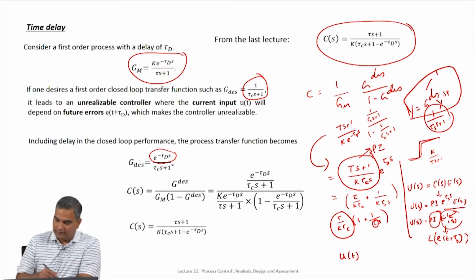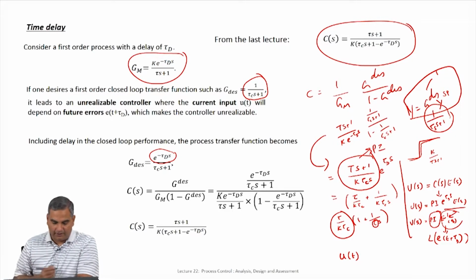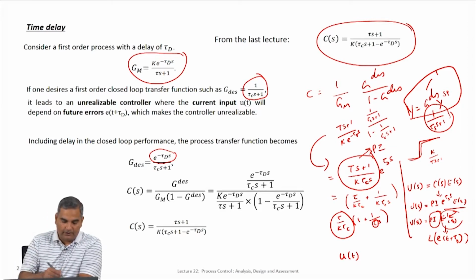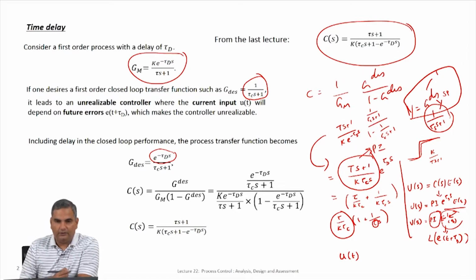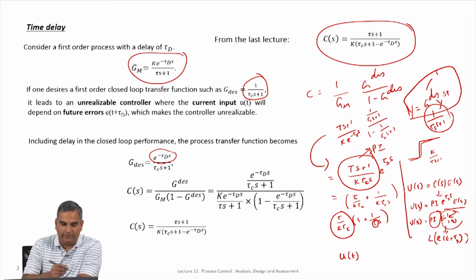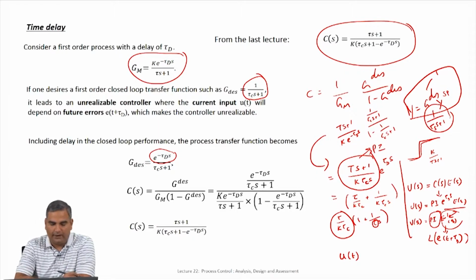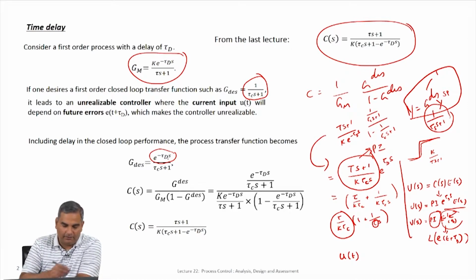That is the reason why, if you want to get rid of this e power minus tau ds going to the numerator and creating problems, making the controller unrealizable with e power tau ds, we introduce this e power minus tau ds in the g desired transfer function itself. Because there is a time delay term in the model, I am going to simply say there will be some performance loss, and I am willing to accept that performance loss, otherwise I cannot even get a realizable controller.